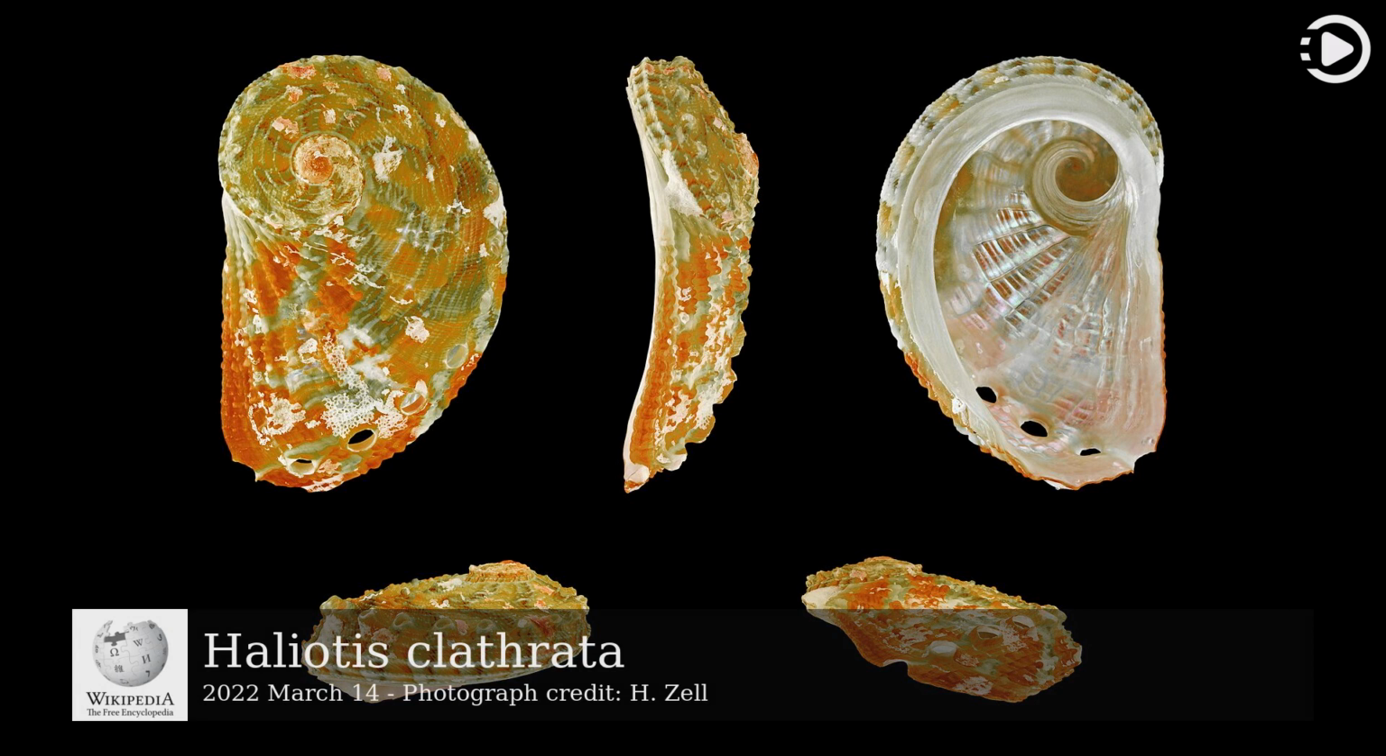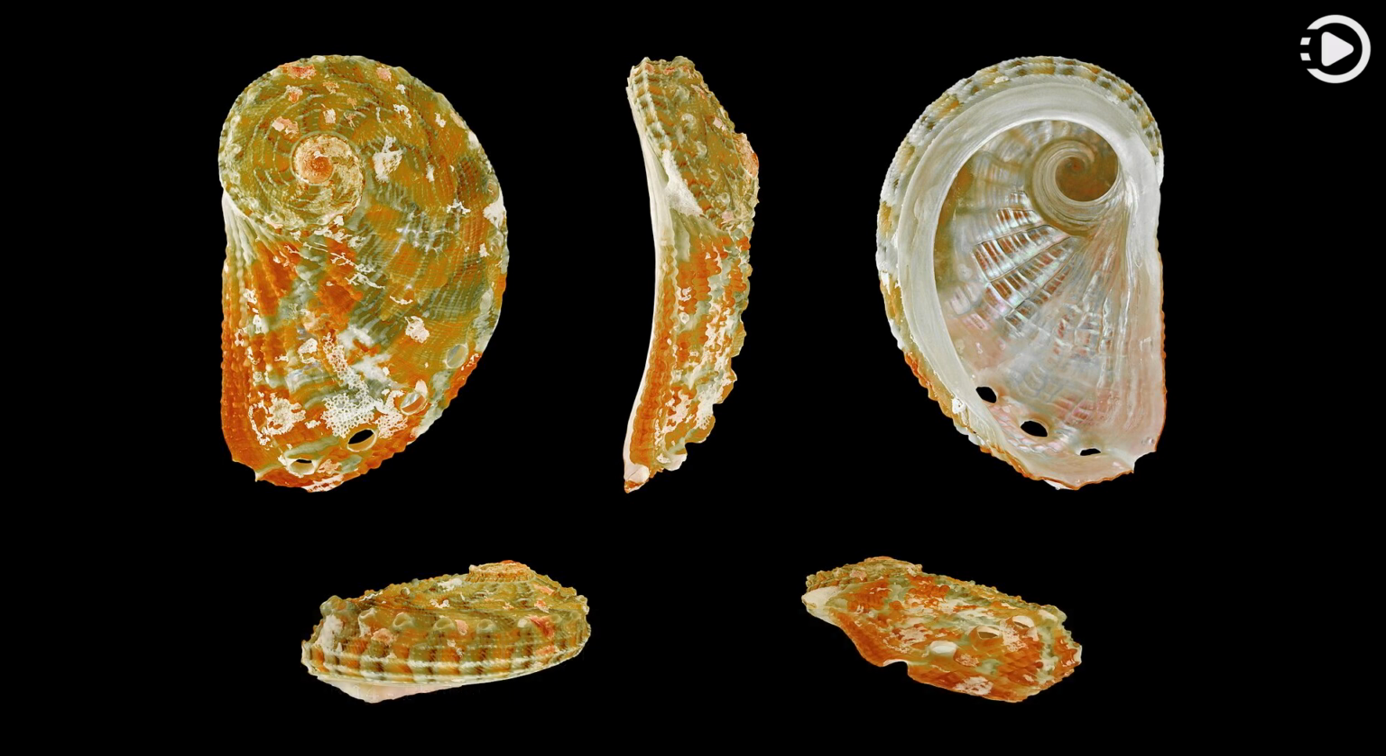Haliotis clathrata, the lovely abalone, is a species of sea snail in the abalone family. It has a shell whose shape forms a logarithmic spiral. The species occurs in the Western Pacific Ocean, on the coasts of Australia and the islands and mainland of Southeast Asia, as well as islands in the Indian Ocean such as Madagascar and Mauritius, and stretches of the East African coast.